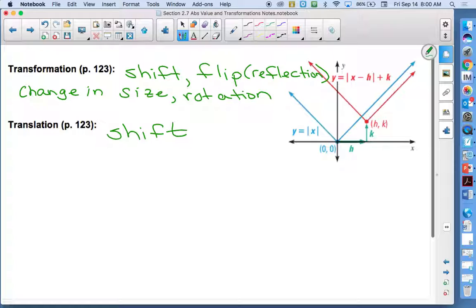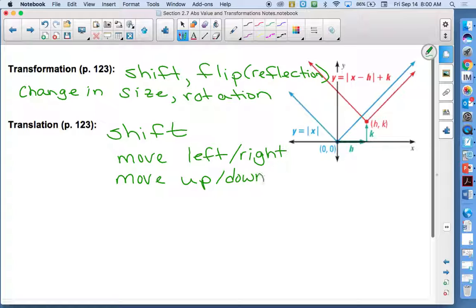we're talking about the shift in the graph. And a shift is how does it move? So does it move left or right? Or does it move up or down? So a translation is a slide. I think that might have been a word you used last year. How does the shape slide? Left, right, up, down. So that would be our translation. So there's a bunch of transformations, but a translation shifts the graph. It shifts it left, right, up, or down. Questions?